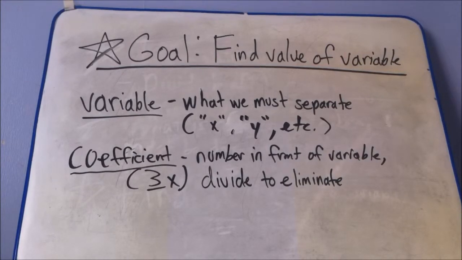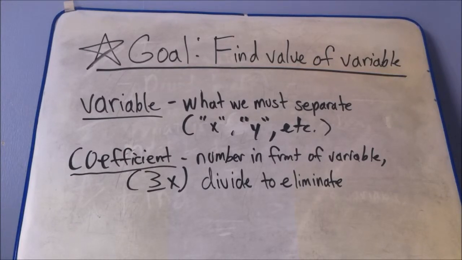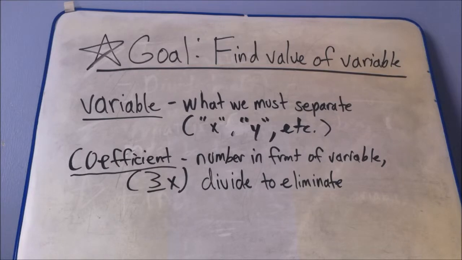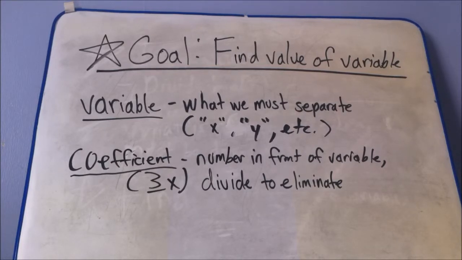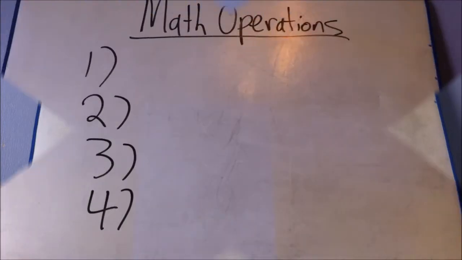Sometimes in front of the variable there will be a coefficient. It is the number in front of the variable, such as in the case of 3x, 3 is the coefficient. When trying to find our variable, we must divide by that coefficient to eliminate it.